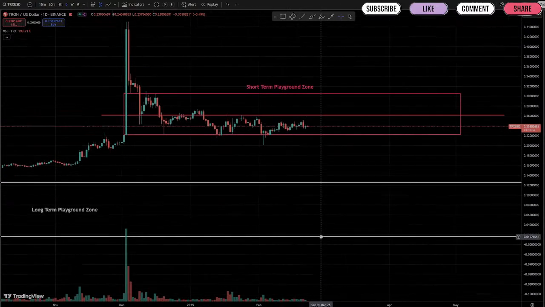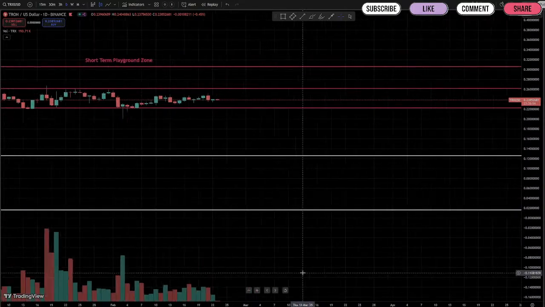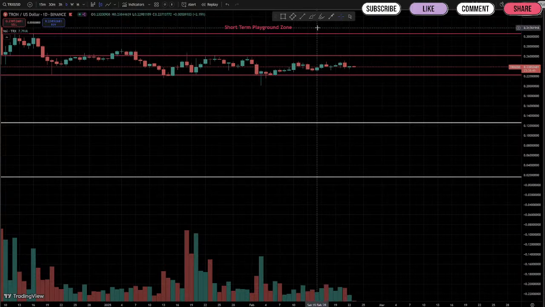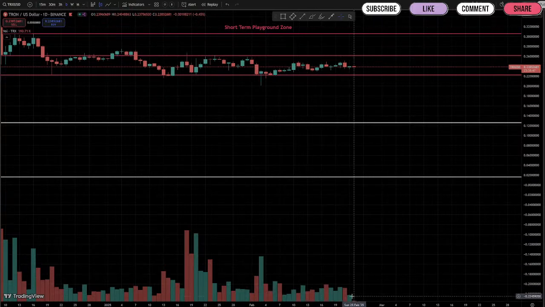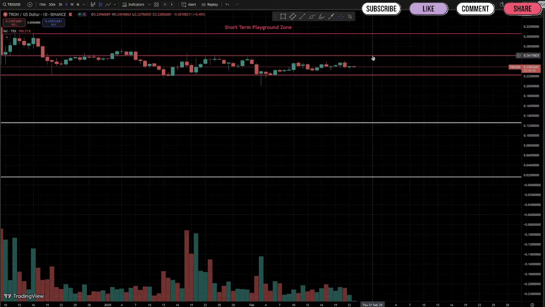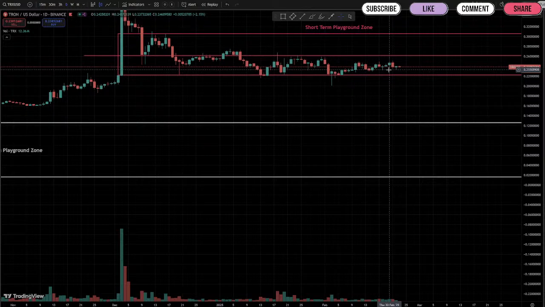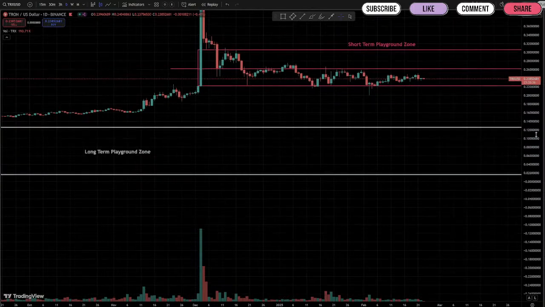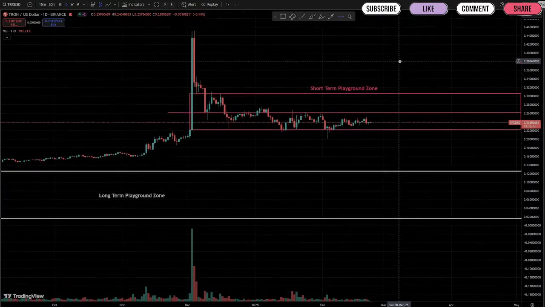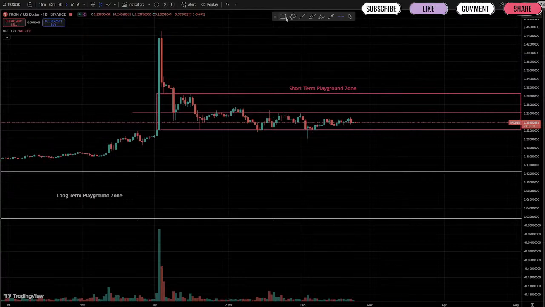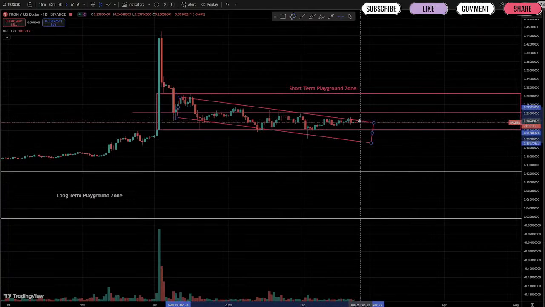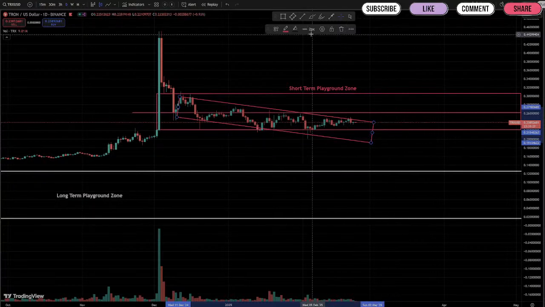In terms of volume, let me make it larger. No particular pattern. They just go up and down, up and down, up and down. So basically it's some very narrow range movements that are likely going to continue for a while, unfortunately. Let me draw one more box and tell you what I see over here. I'll change it to another color so it won't mix up with the short-term playground zone.